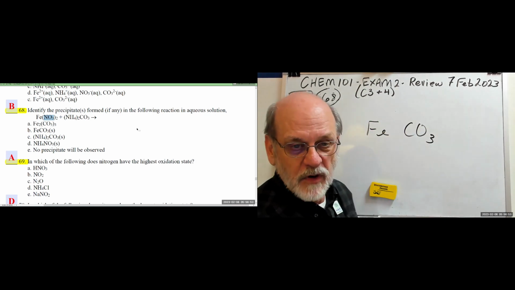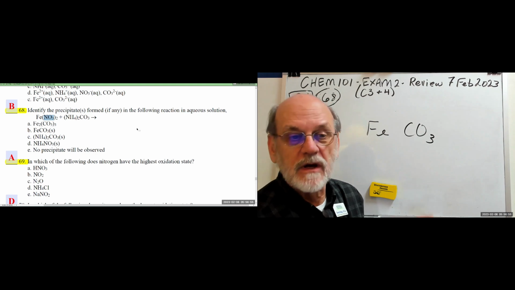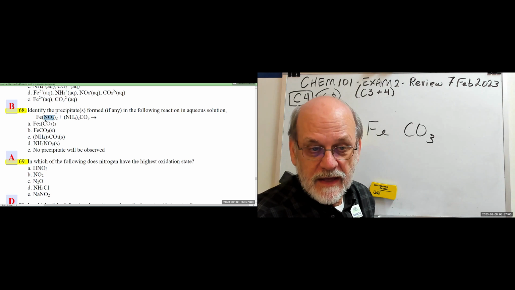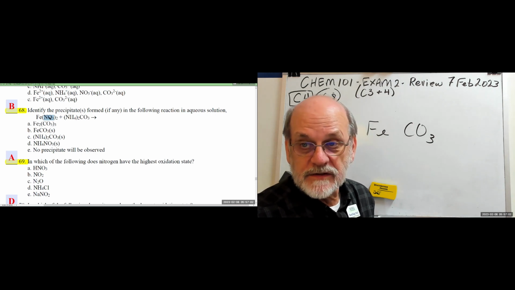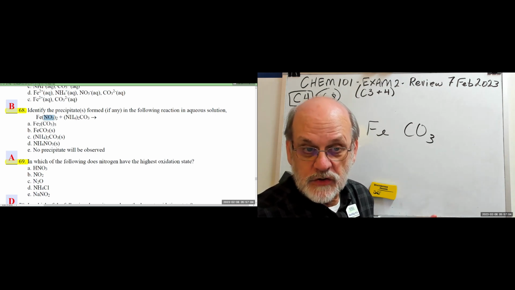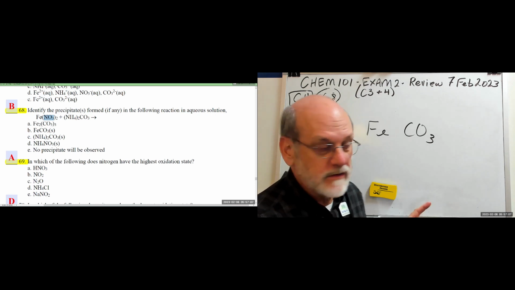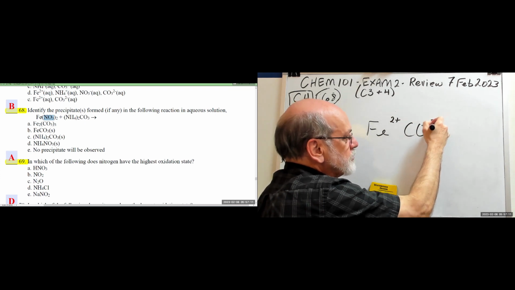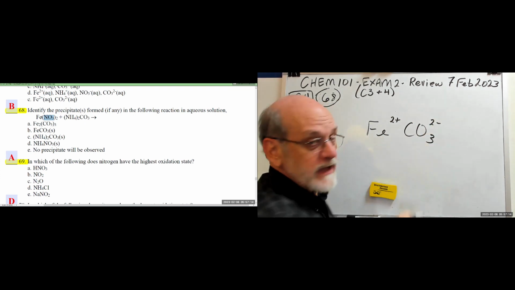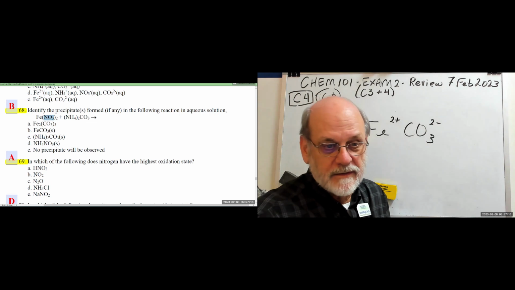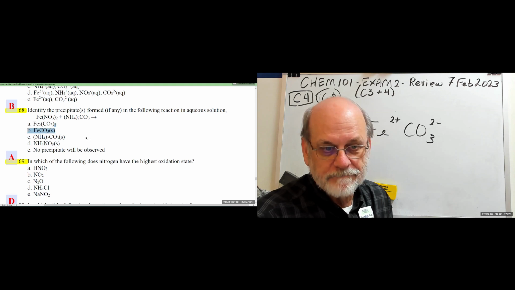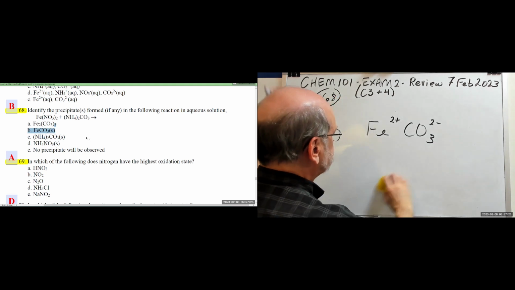Okay, so we know that the iron and the carbonate are combining, but what is the charge on the iron? It's a 2 plus. Notice NO3 minus 1 minus taken 2 times means that the iron has to be 2 plus. And the carbonate is 2 minus. So FeCO3 is the correct formula. FeCO3, right there. That's your precipitate.